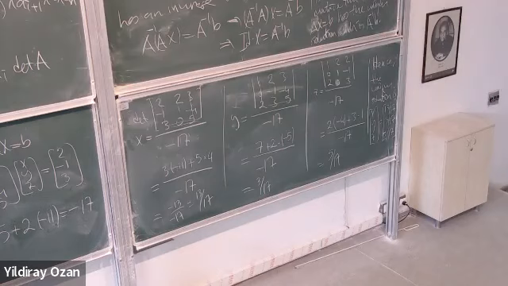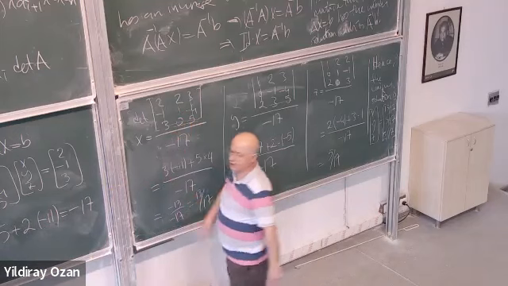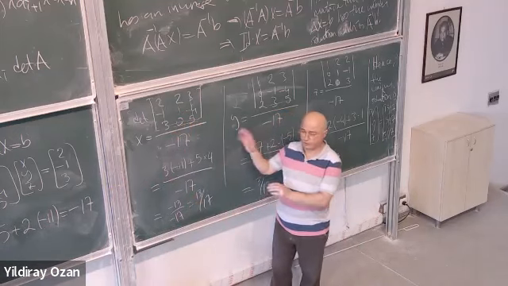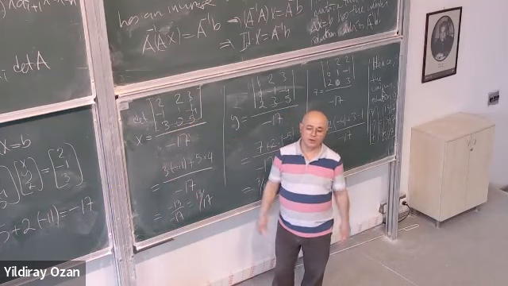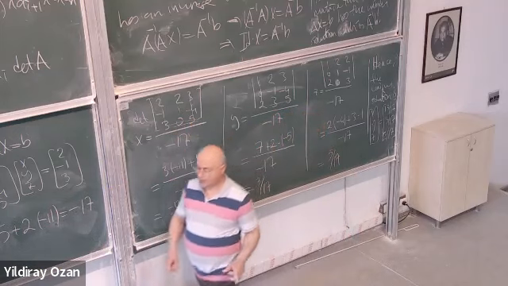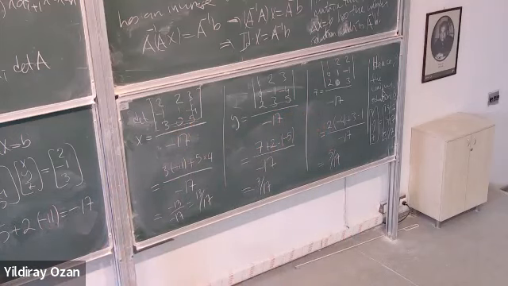Okay, now if we don't have a square matrix, or if the determinant is 0, then of course this method doesn't work. In that case, we have either no solution or infinitely many solutions. Therefore, the story is quite different.